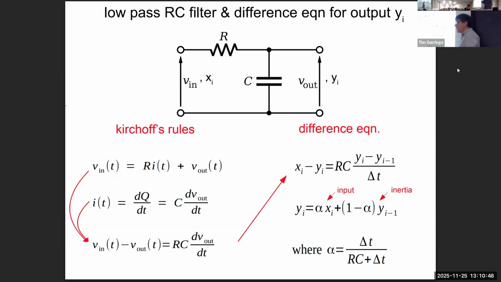The quantity alpha is just a convenience. It's just the ratio. There are 2 times specified in this equation. One time is RC. That has units of time. That's a time constant. The other time that's specified in this difference equation is that delta t. That's the time between your successive samples. That's the tick of your clock.